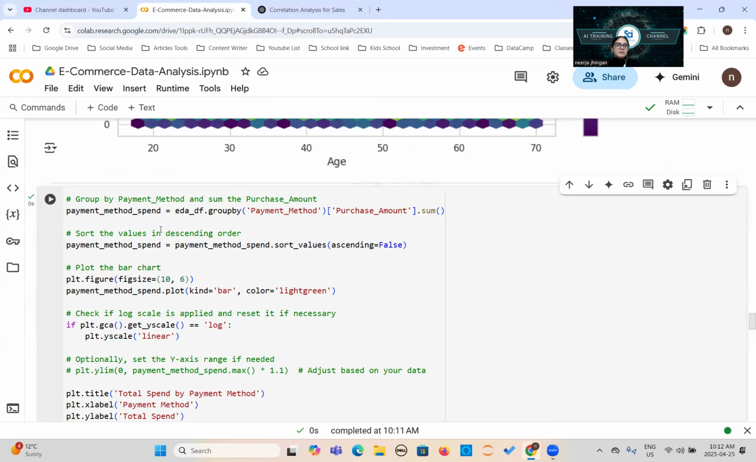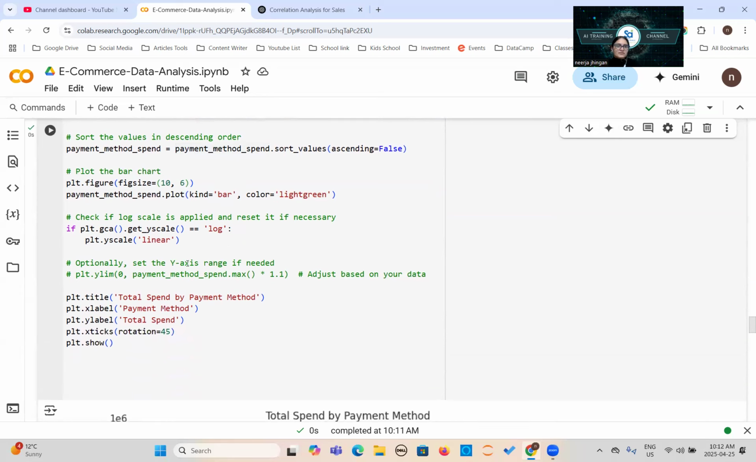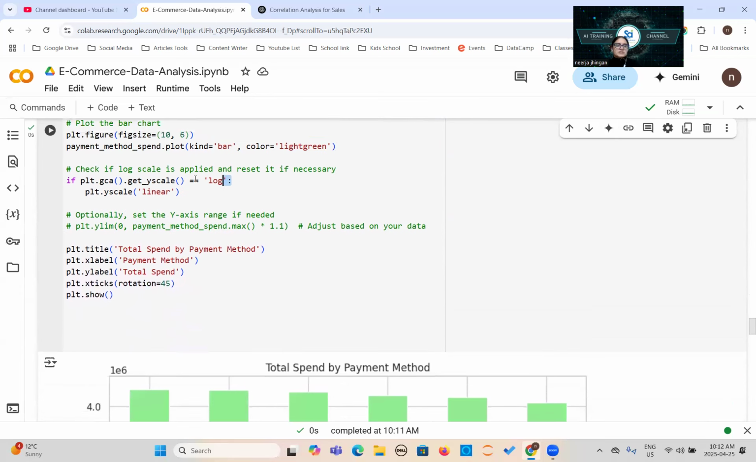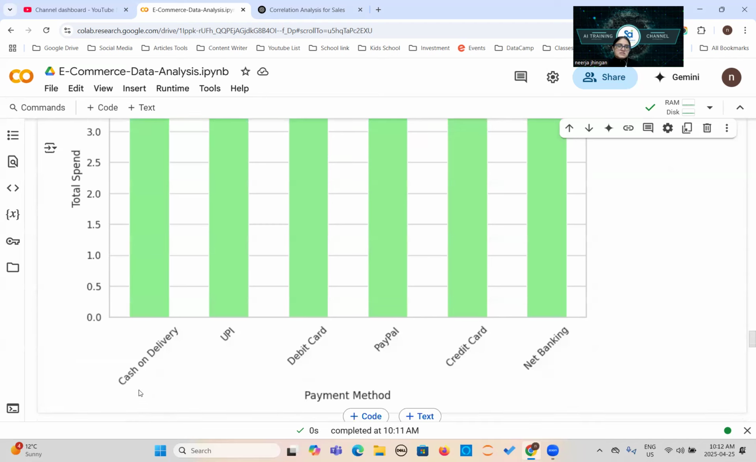Okay. So here payment method spend, we will group by payment method. Again, I'm telling you, this is very important. Okay. And then sum, we will sort the value in descending order. And then we will plot the graph here. So here I'm converting, actually there are a lot of information. So it was showing me in the logarithmic form. Actually, it was not clear. So I convert it into the linear to make it more convenient for you so you can understand the values. Okay. So here we can see, look at this. This is the payment method.